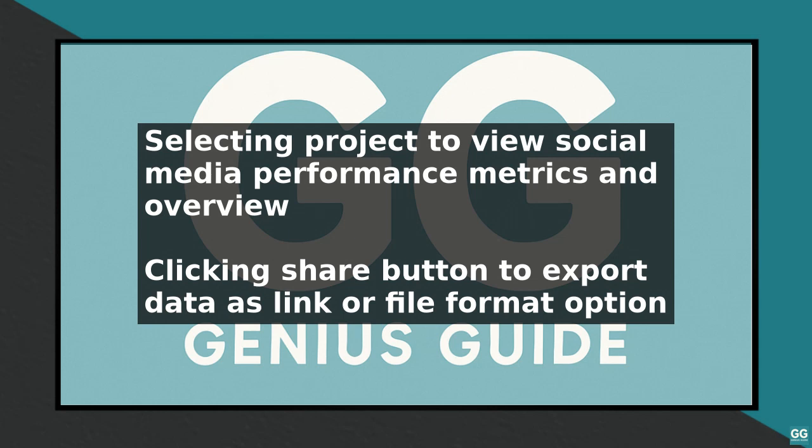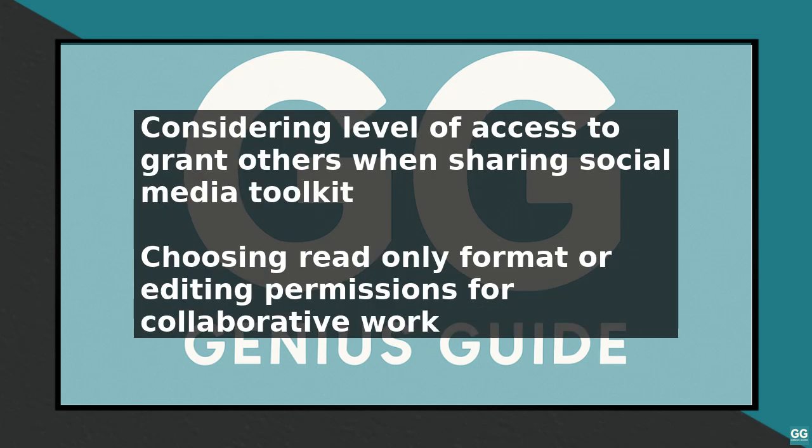If you want to share the link, simply copy and paste it into an email or messaging platform. If you prefer to export the data, select the file type and format you want to use, and then click on the Export button. When sharing the Semrush social media toolkit, it is essential to consider the level of access you want to grant to others. You can choose to share the data in a read-only format, or you can grant editing permissions to allow others to make changes to your social media strategy.